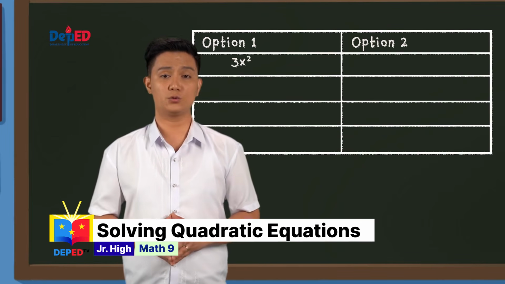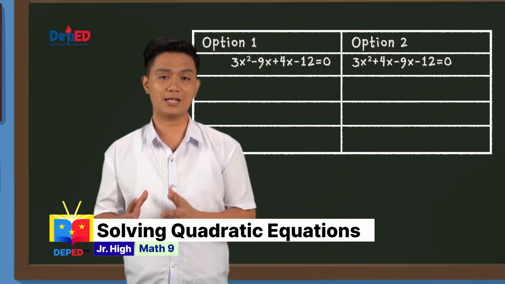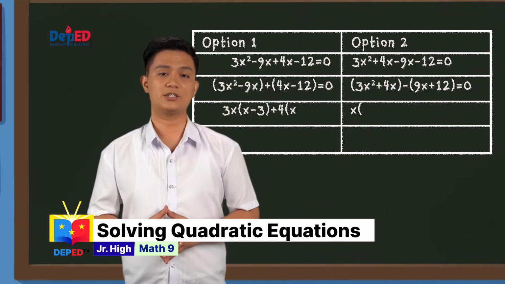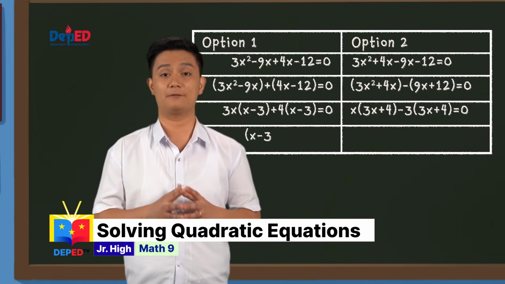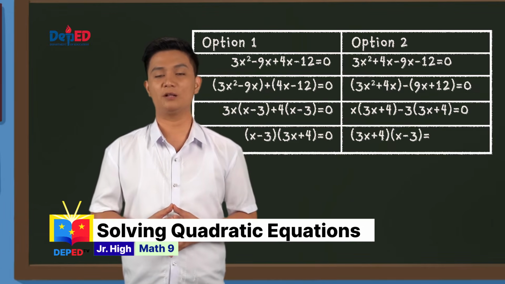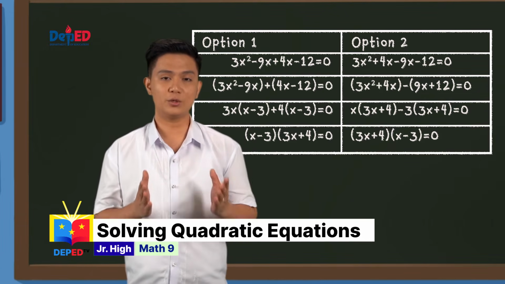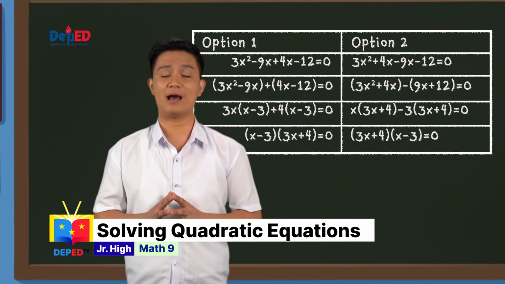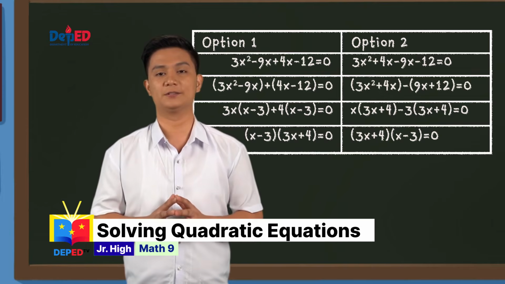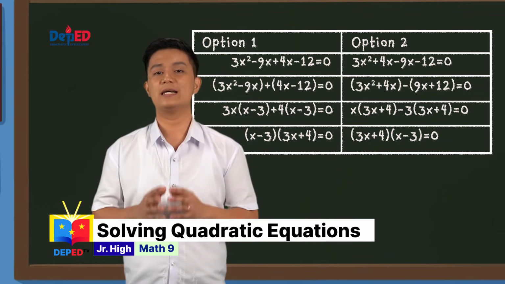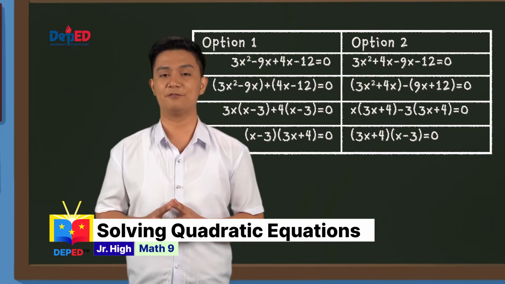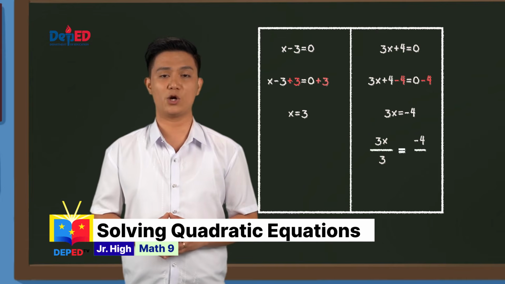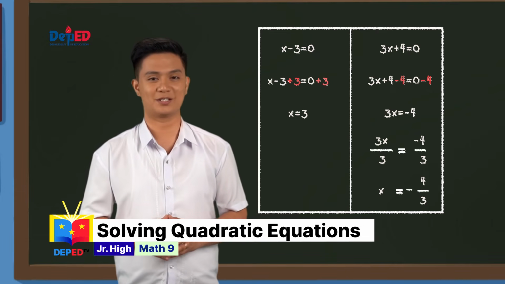We can let the first two terms be a group while the last two terms form another group. Then, we apply the GCMF in each group. Then we can apply the common binomial factoring technique. You would see that both options lead to the same factored form, although the factors are just of different orders, which is not an issue since multiplication is commutative. We can now apply the ZPP and solve for x to determine the roots of the equation.